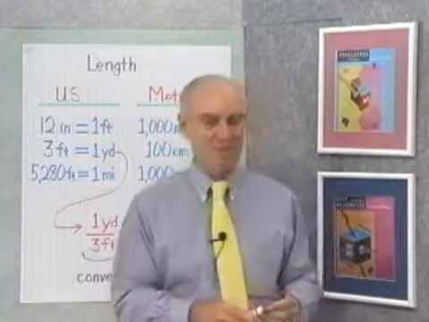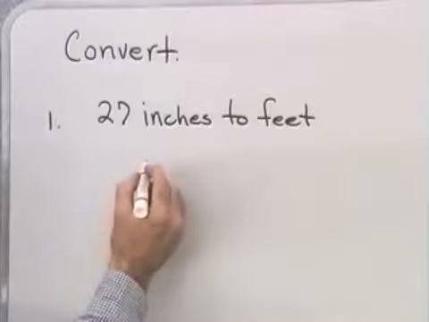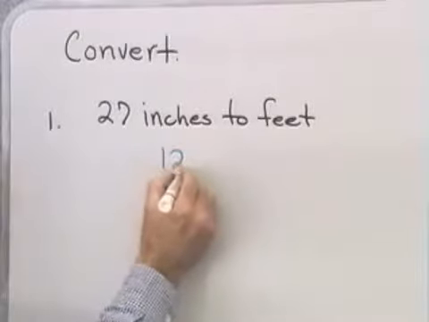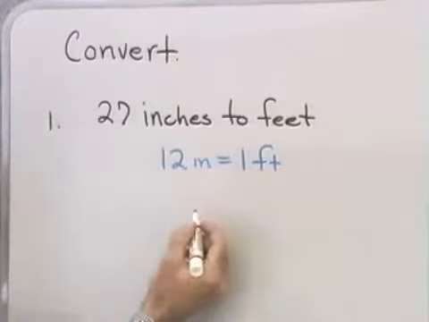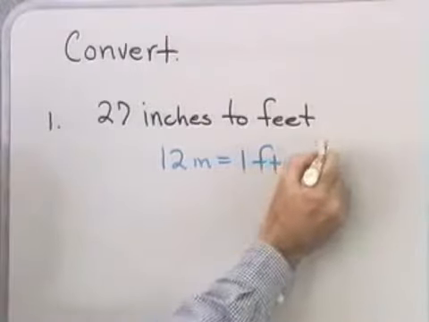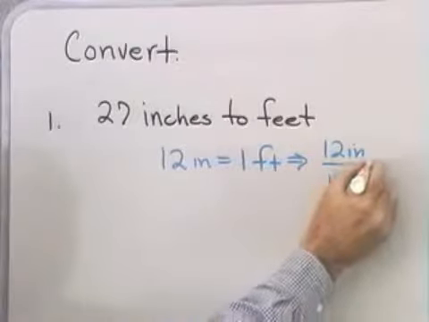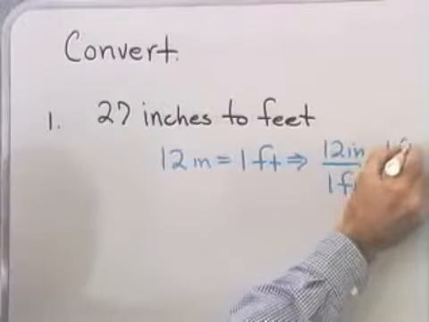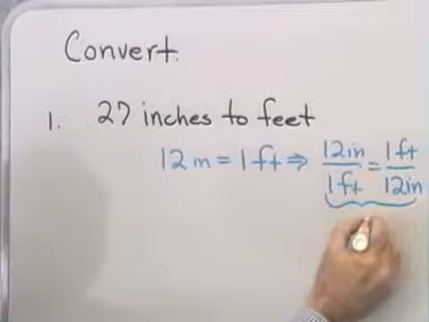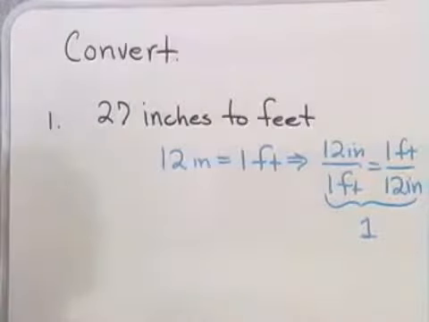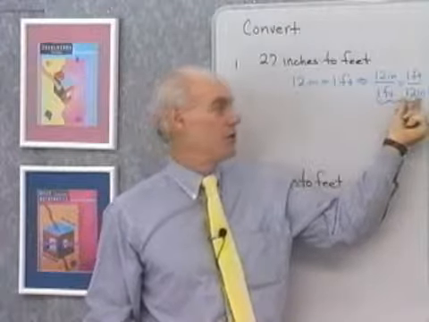Let's look at our first example. We have 27 inches and we want to convert this to feet. Now the conversion factor I'm going to use is this. 12 inches is equal to 1 foot. Now what that means is that 12 inches over 1 foot is the same as 1 foot over 12 inches, and both of these are equal to the number 1. So this is a conversion factor, it's equal to the number 1. This is a conversion factor, it's equal to the number 1.